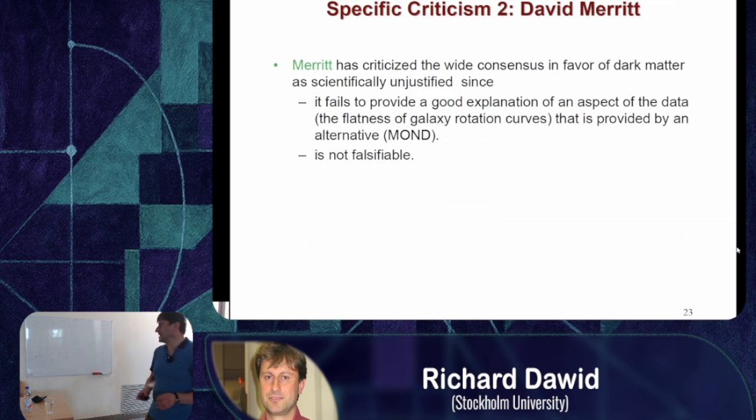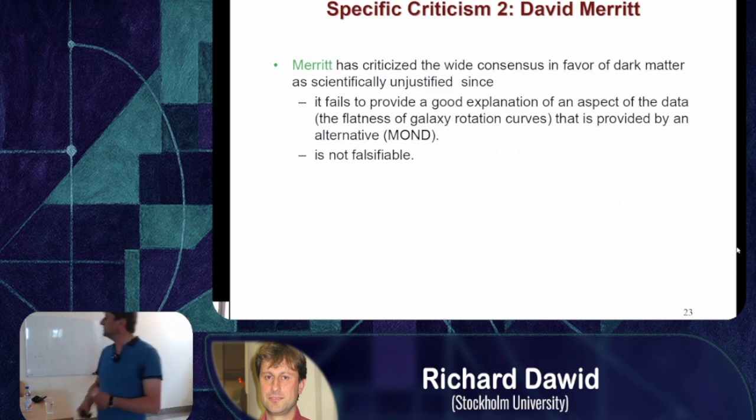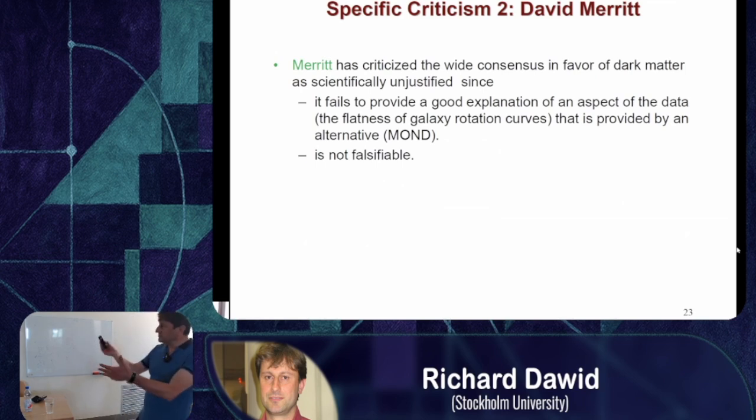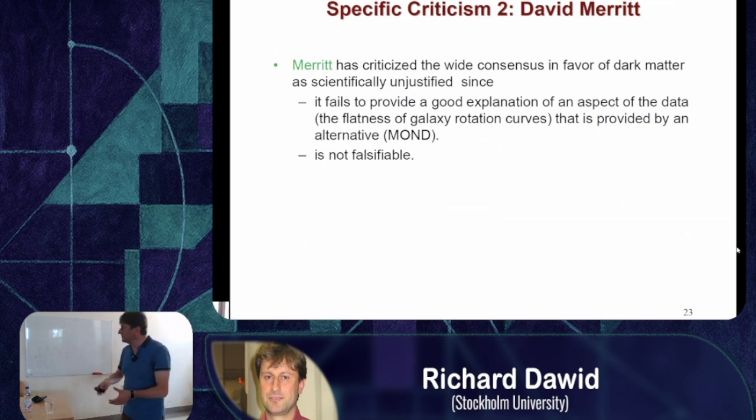Criticism that goes in a similar direction has been expressed by David Merritt, an exponent of MOND, who has criticized the wide consensus in favor of dark matter as scientifically unjustified. First, he argues that there is, as we discussed already, a successful prediction of a rivaling research program, MOND, the prediction of flatness of galaxy rotation curves. And second, he argues that the theory of dark matter is so flexible that it is not falsifiable. So it is not even scientific, he would argue.